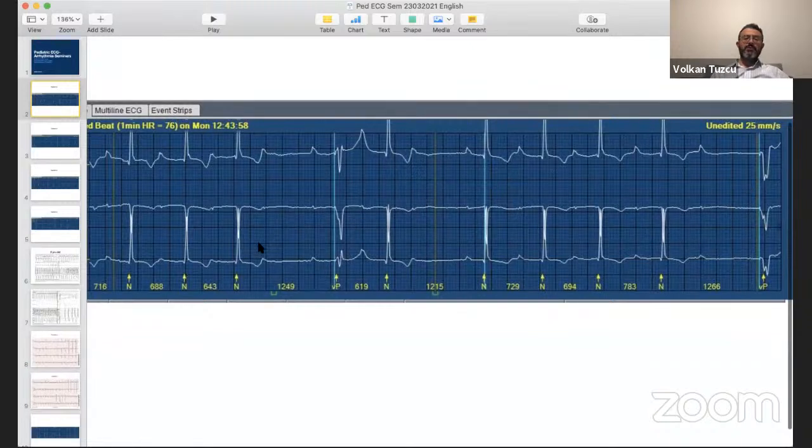And most likely the mode is VVI and it's set at a low rate like 50 or 45 beats per minute. It only comes into action when there is a long duration, like here and here and here. Actually, it looks like it's 1200, 1500 milliseconds here. So it must be 50 beats per minute, the low rate. So most likely this is set at VVI 40 beats per minute.